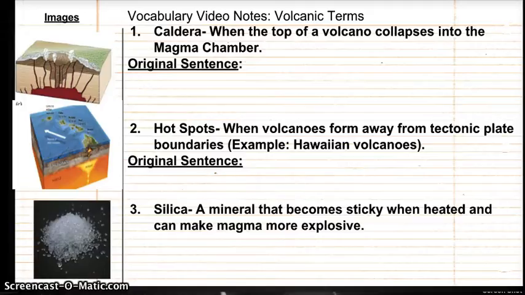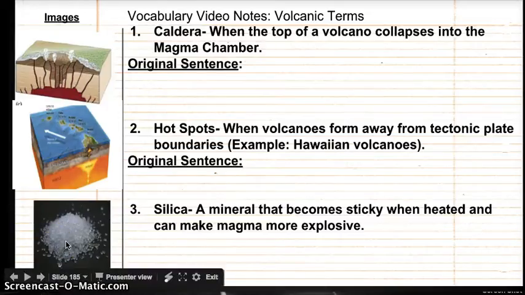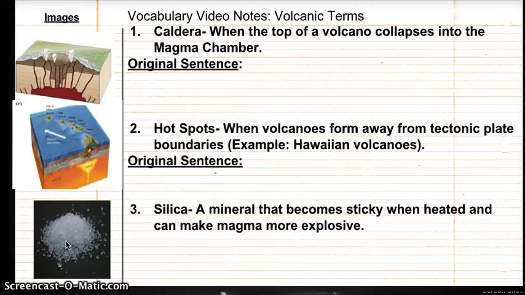And the last idea is silica. Aside from water making magma more explosive, silica can do this as well. Silica looks like this. It's a mineral, and it's all over our Earth, but in some places there's just more of it. And this mineral is very sticky when it gets heated and can make the magma more explosive.